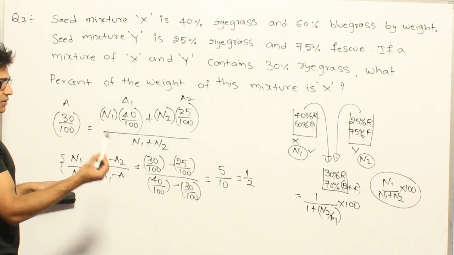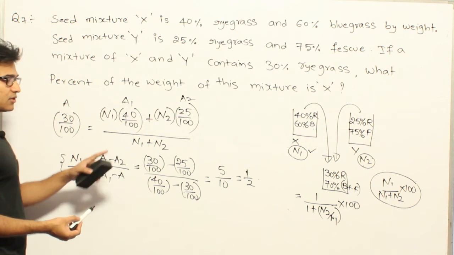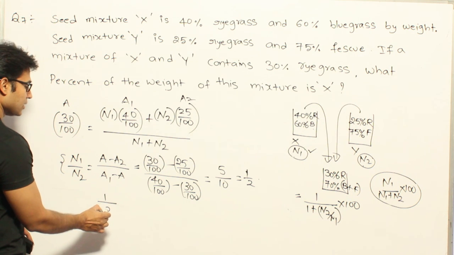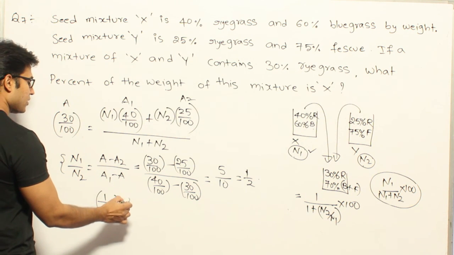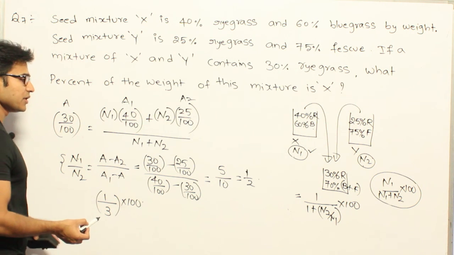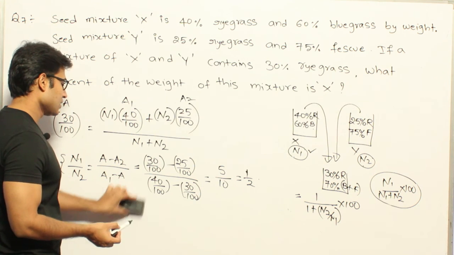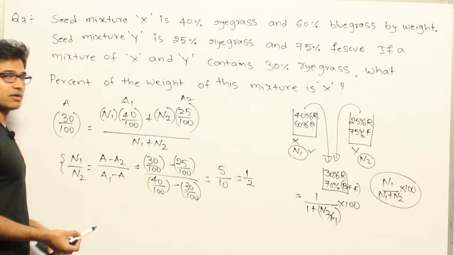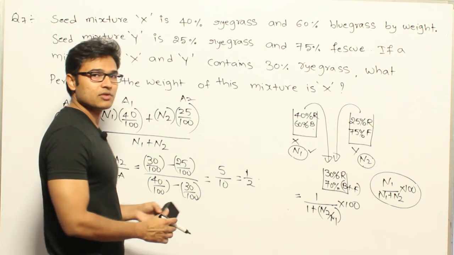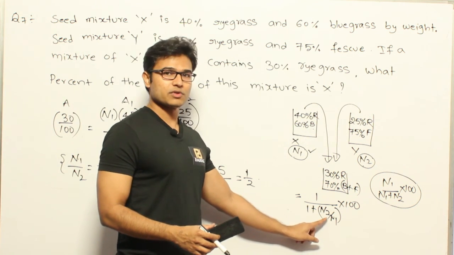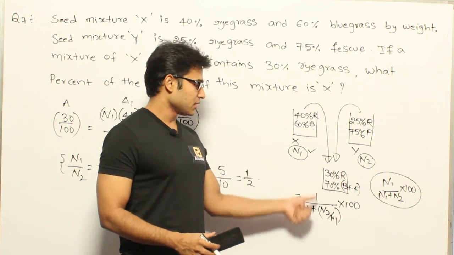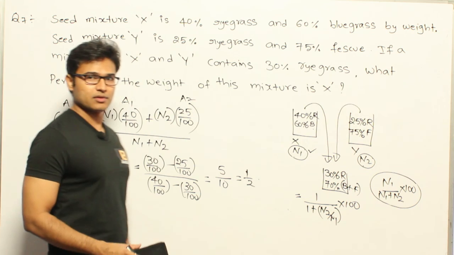If you assume n1 is 1x and n2 is 2x, then also you can directly get it. So 1 by 3 of 100 will be the percentage of n1 in the mixture, right? How did I get this? If you are not able to understand this, you can substitute in that formula. n1 by n2 equal to 1 by 2, therefore n2 by n1 equal to 2. So you substitute 2 here, then what do you get? 1 by 1 plus 2, into 100. So it is 100 by 3%, right?